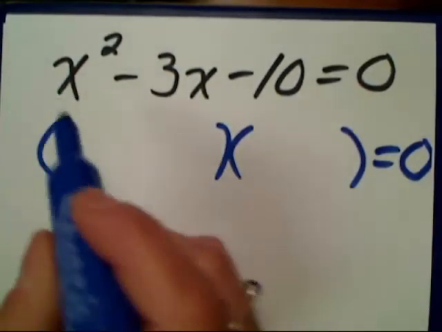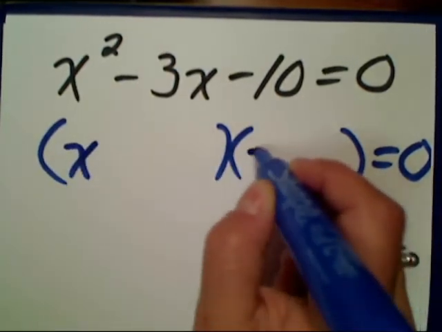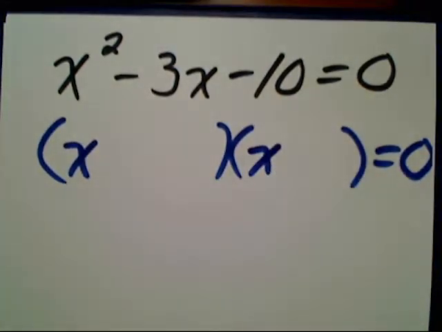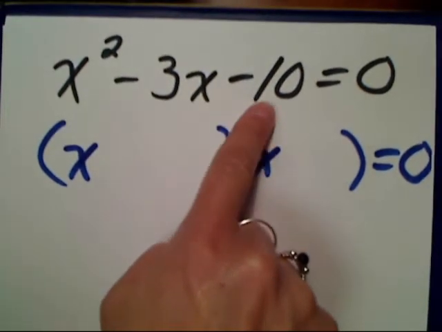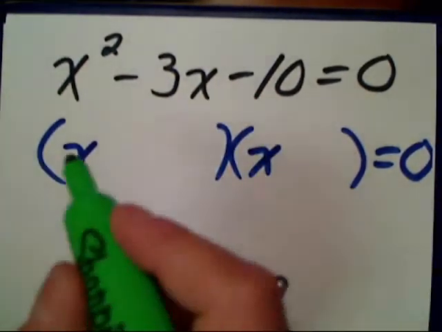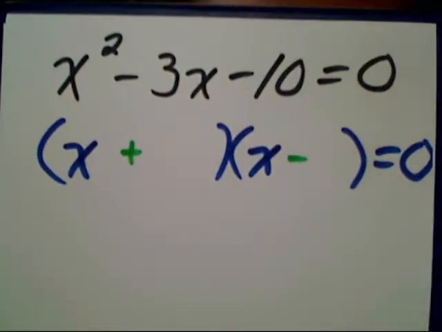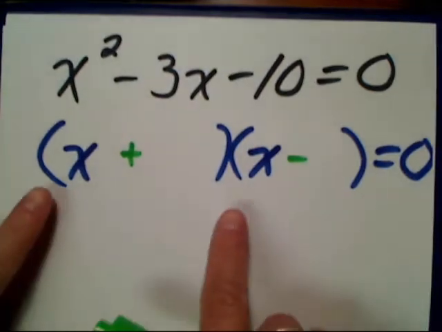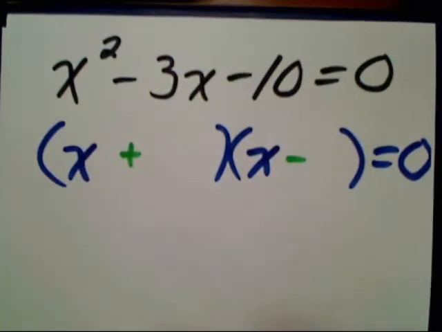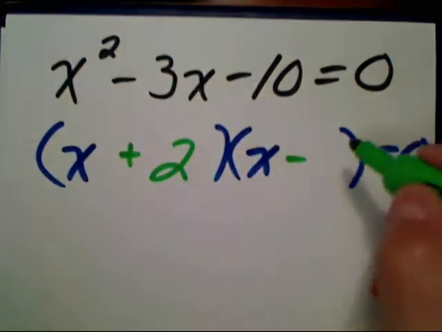What times what gives me the x squared? X and x. Oh, lucky you guys. It looks like I have an easy problem here. -10, a negative tells me I need one of both signs, so it's a positive and a negative. Doesn't matter which one you put first in this problem because we have x and x. So I need 2 numbers that would multiply to 10 but subtract to a -3. Well, that's going to be a +2 and a -5.